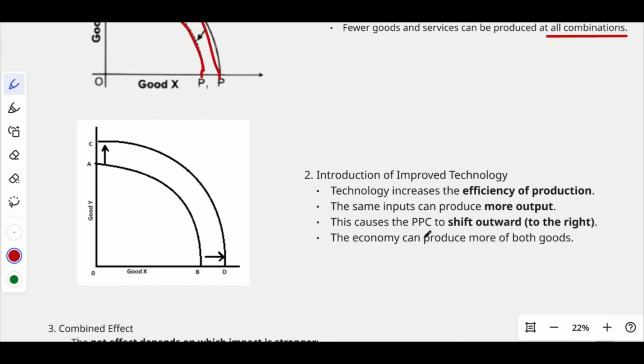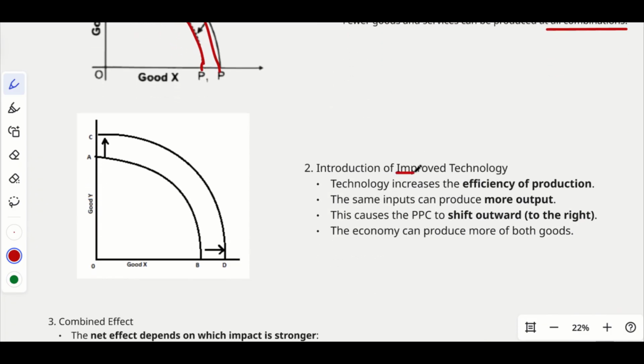Clear. Now we have the second case, introduction of improved technology. What will happen when the technology is improved? Technology increases the efficiency of production, right? As a result, what happens? The same input can be used to produce more output, right? So this will cause the PPC to shift outward, that is to the right.